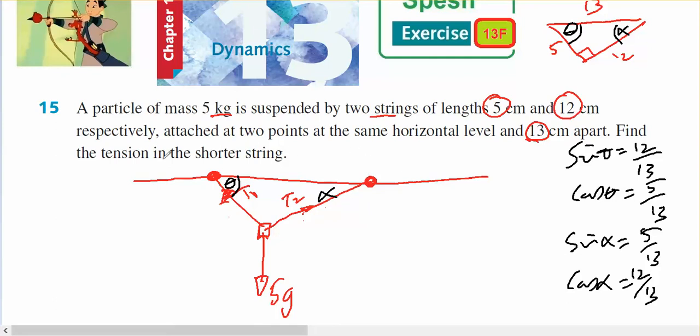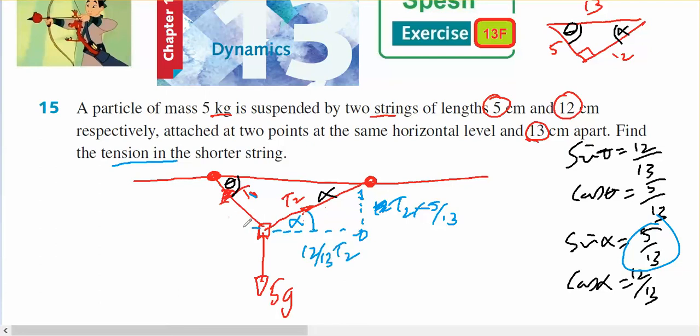So I need to find the tension in the shorter string, so I need to find T1. So I'm going to break my T2 into a horizontal and a vertical, and that's going to be alpha there. So this is going to be T2 times the sine of alpha, which is 5/13. And this will be 12/13 of T2. And if I break this one into a horizontal and a vertical, and that's going to be theta, then this will be T1 times the sine of theta, which is 12 on 13. And this will be T2, which is 5 on 13.